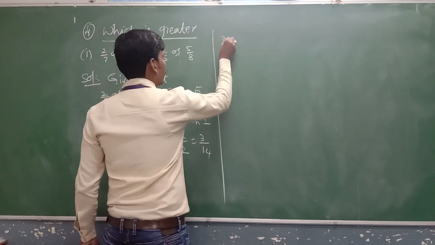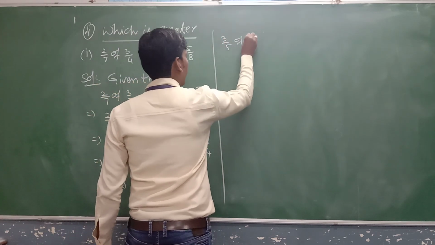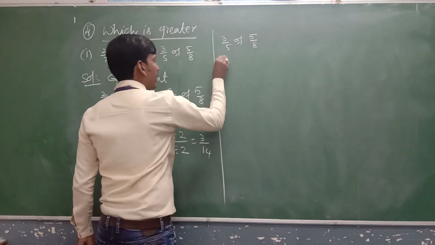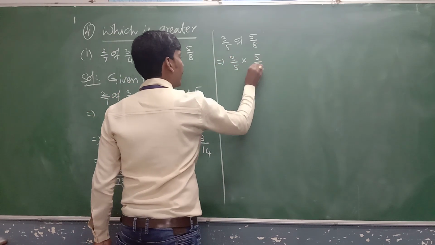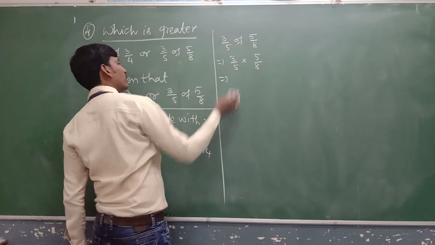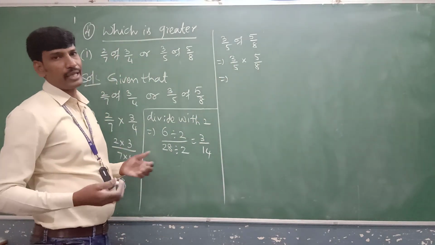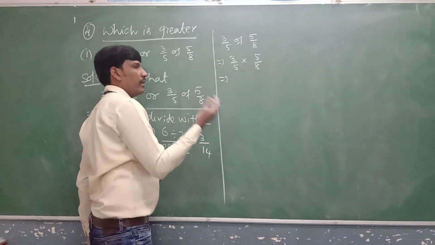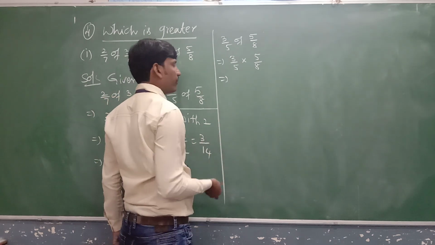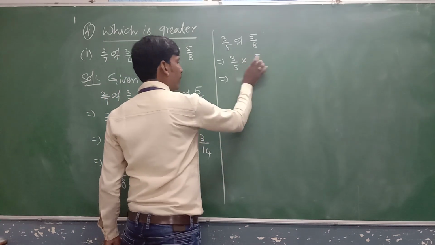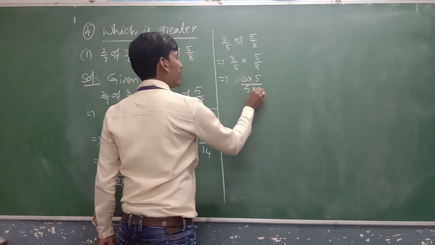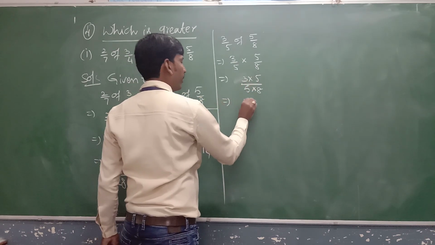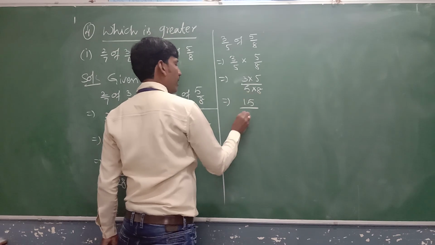3/5 of 5/8 implies 3/5 into 5/8. If you want to cancel both, you are perfect in the cancellation. Otherwise, multiply, you get the fraction, then divide with 5 again. So 3 into 5 by 5 into 8. So 3 5s are 15 by 5 8s are 40.